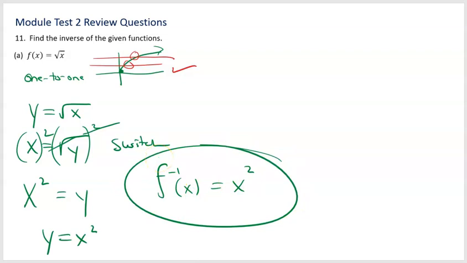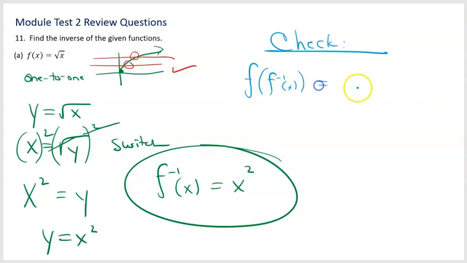Now I'm also supposed to check it. Your last step is to check your results. Okay, so to check this, I need to take my x squared and, well, let's do this. So I'm supposed to calculate f of f inverse of x, and I'm supposed to calculate f inverse of f of x, and in both directions it's supposed to equal x.